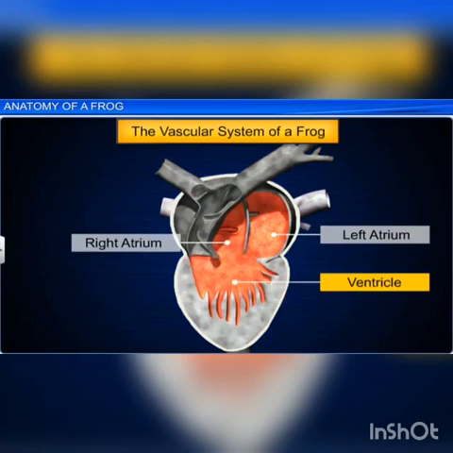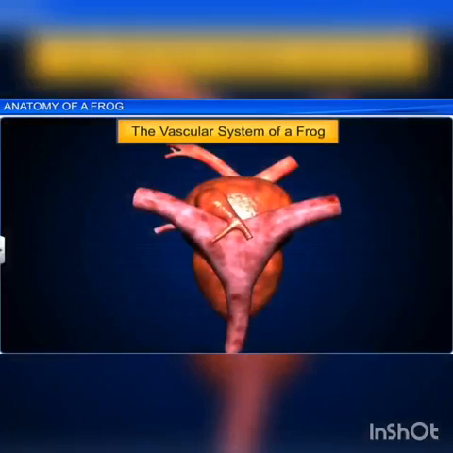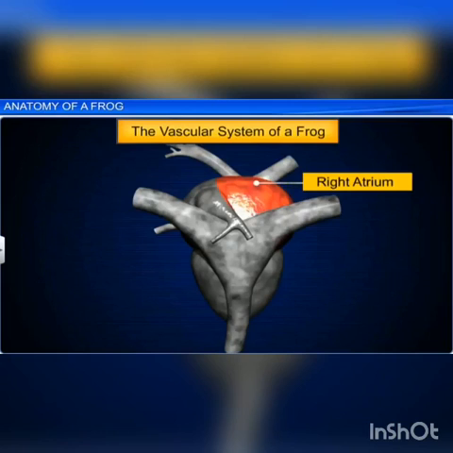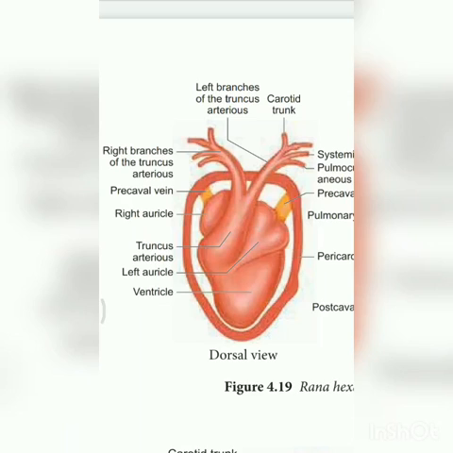Sinus venosus is a large thin-walled triangular chamber which is present on the dorsal side of the heart. Truncus arteriosus is a thick-walled and cylindrical structure which is obliquely placed on the ventral surface of the heart. It arises from the ventricle and divides into right and left aortic trunks.